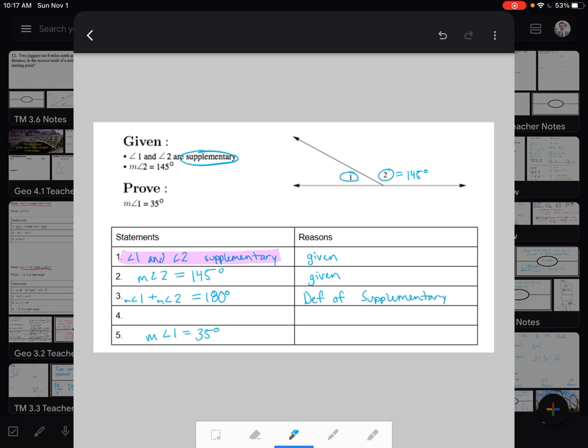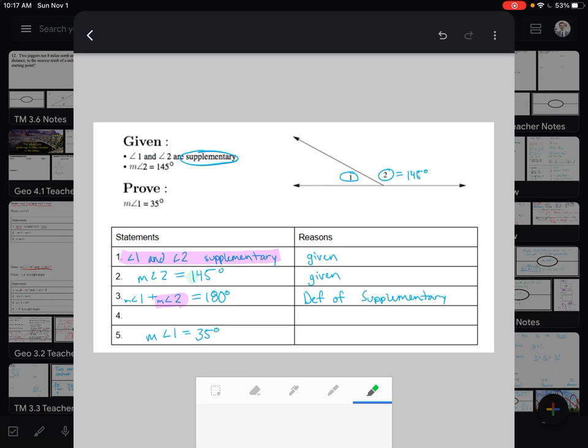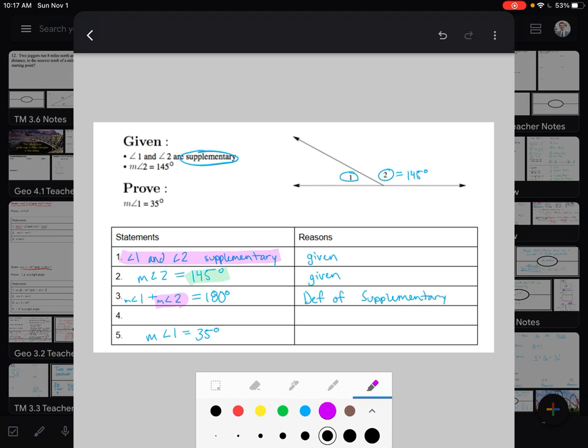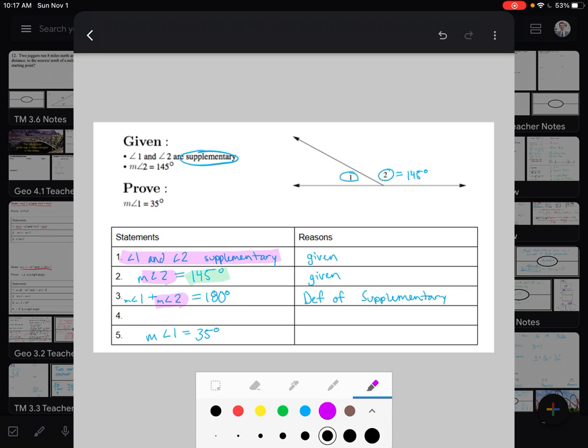Next, let's see what we can do with this. We're trying to get to just the measure of angle 1, so we don't need angle 2 in there. Is there any information in this proof about the measure of angle 2 that would help us get it out of there? Well, the measure of angle 2 equals 145 degrees.